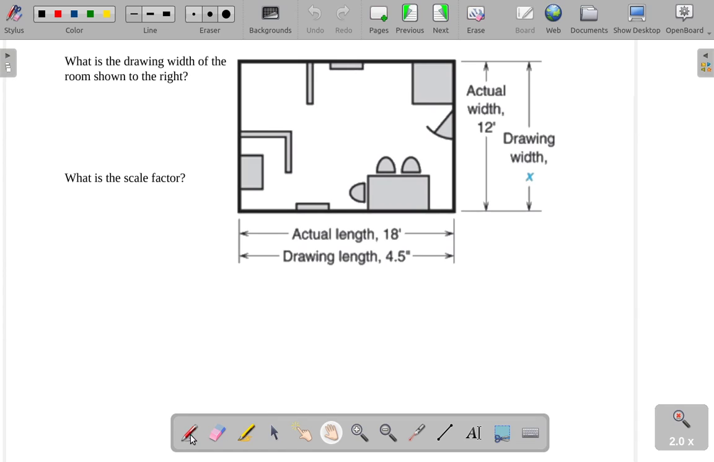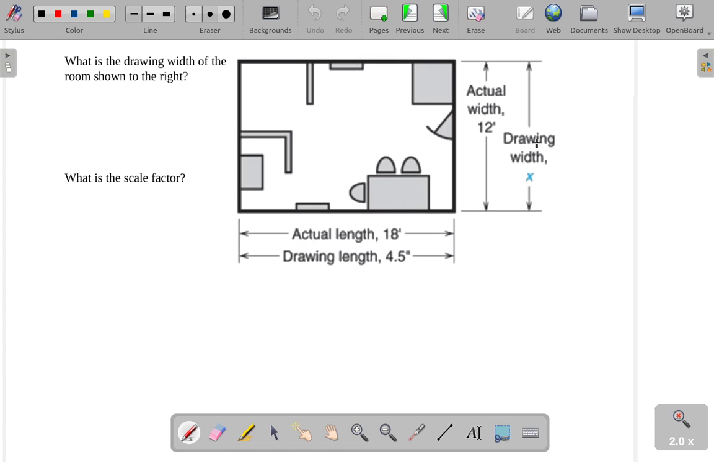Alright, as an example of finding the scale factor, you can see in this example we have an actual length and a drawing length. We have an actual width, rather, and a drawing width. The drawing width is unknown, however. Don't get too caught up in which direction width and length are in this class. Generally, in most circumstances, if you can change the orientation of the paper and that changes your definition of width or length, then they're kind of arbitrary.